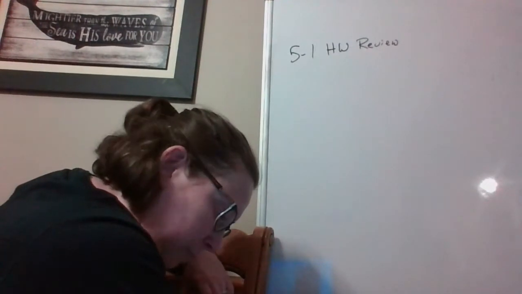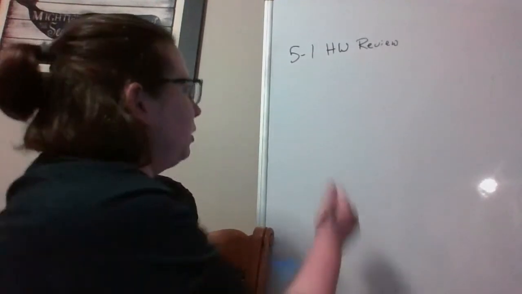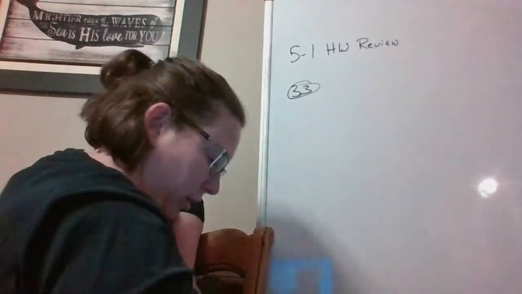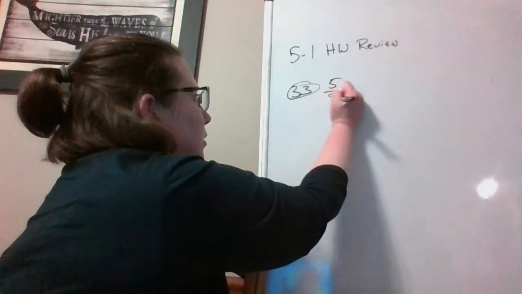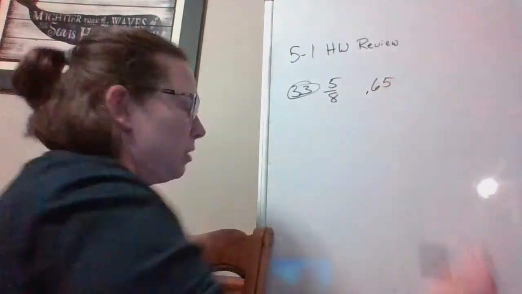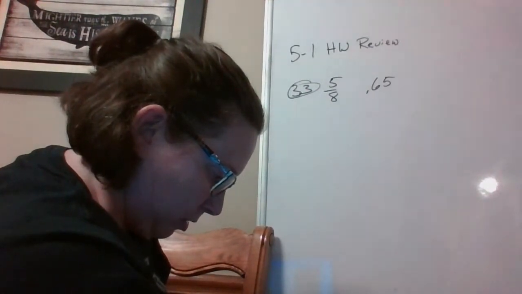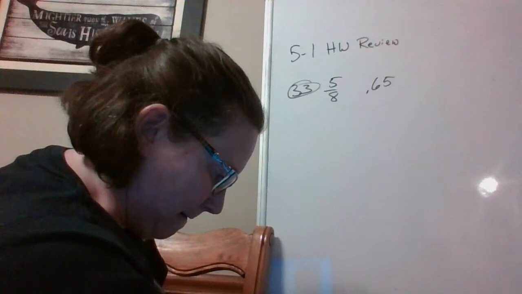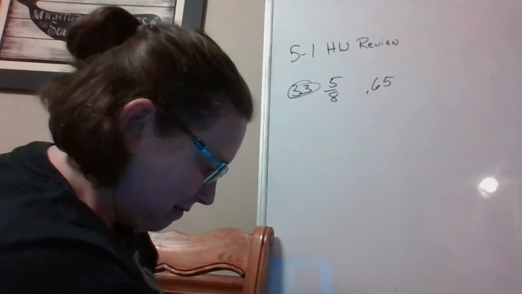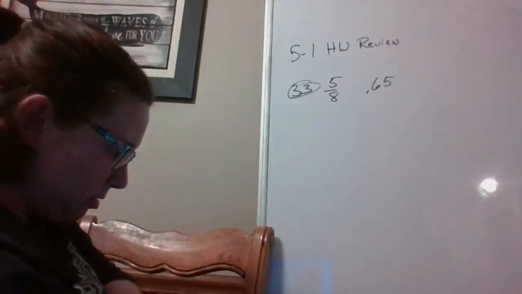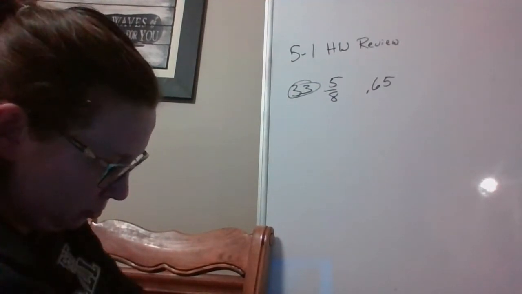In number 33 then, we're asked to compare two things. So in 33, we are comparing 5/8 and 65 hundredths. When we think about 5/8, I feel like that's one that we did. Is it? If it is, I'm not seeing it right now. No, I guess we'll divide it out.